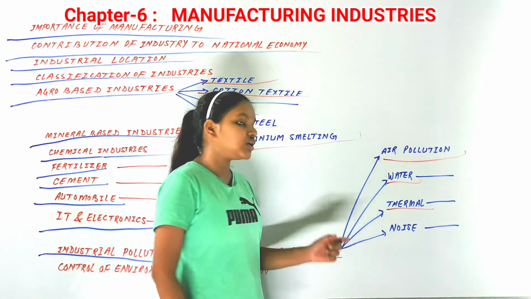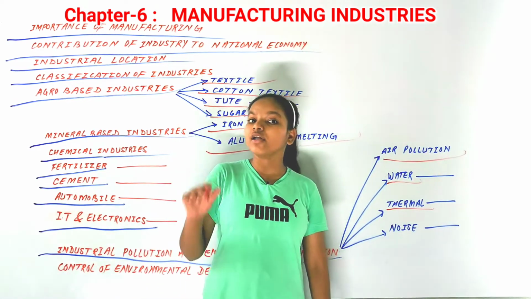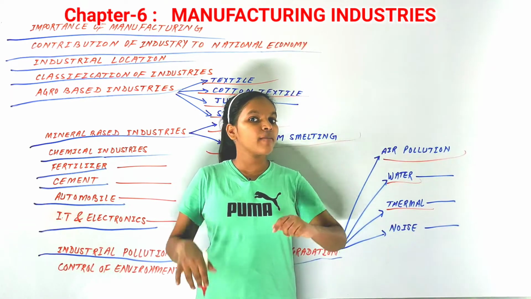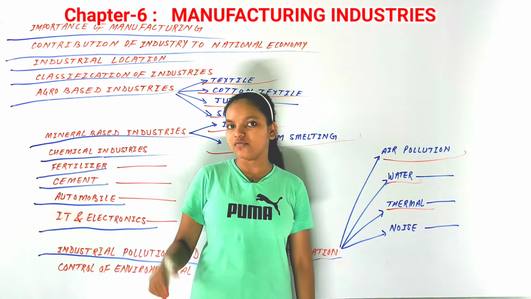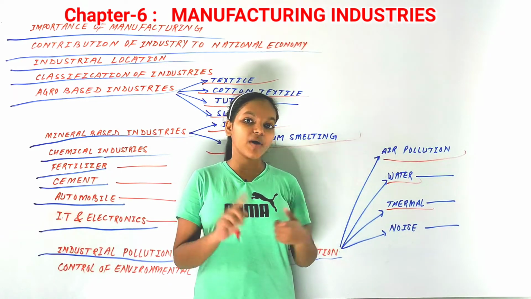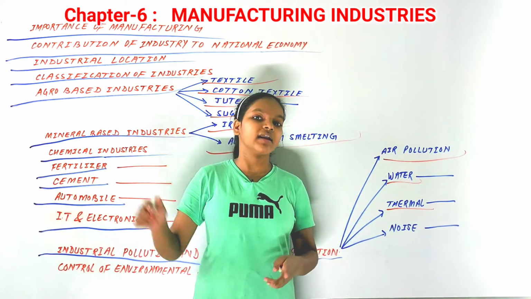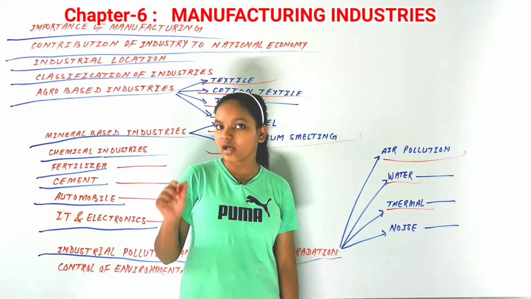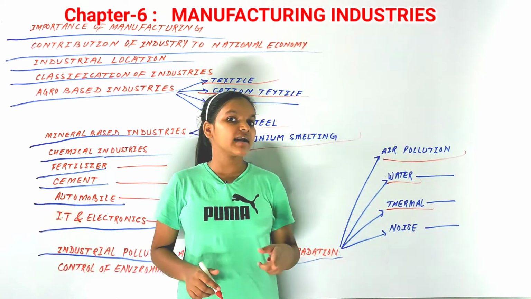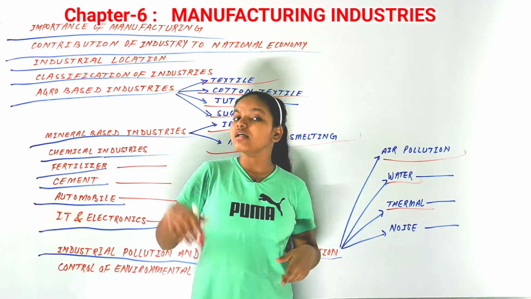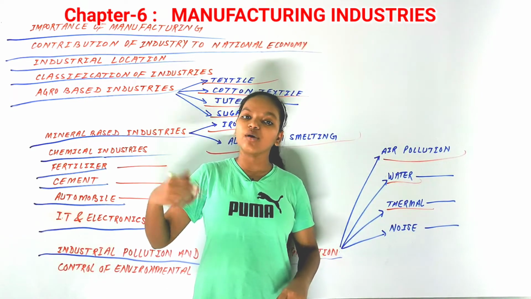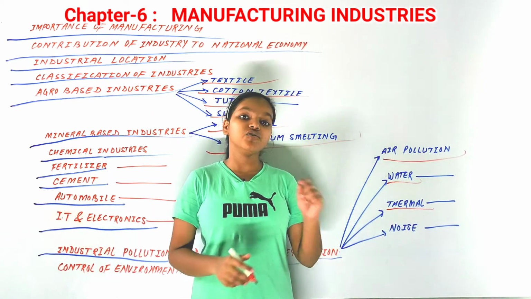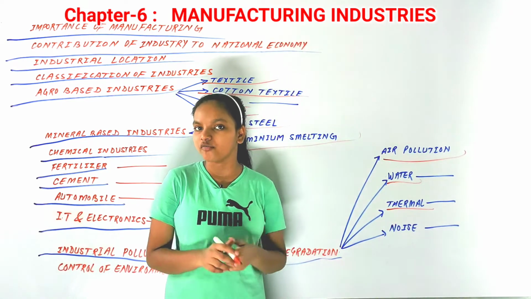After that, we have thermal pollution. Thermal pollution of water is caused when hot water is released from an industry into the water, and it affects aquatic life. For example, in nuclear power plants, thermal power plants, and petrochemical refineries, hot water is released into the water, causing thermal pollution of water.